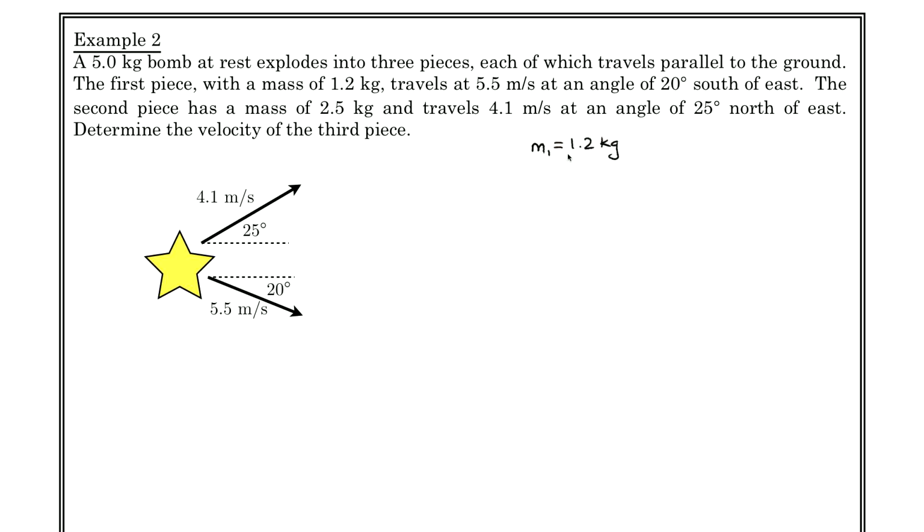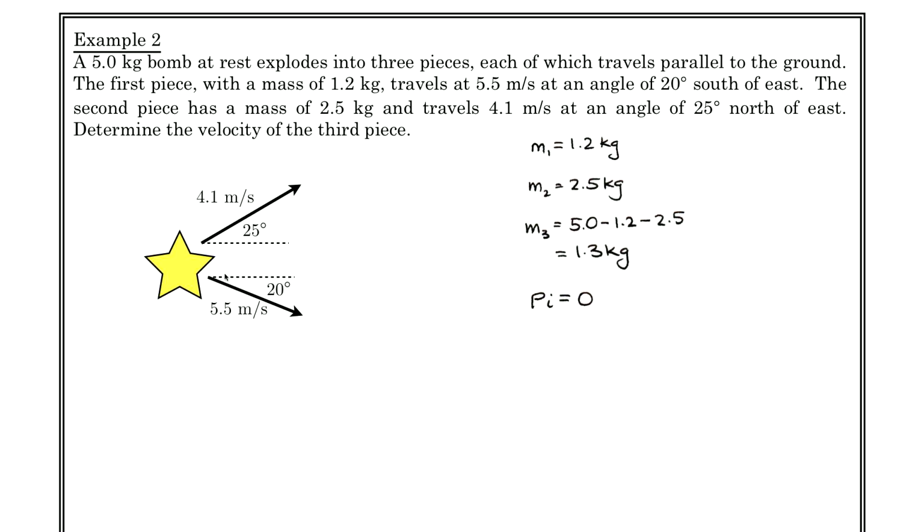Well, let's talk about m1. m1 is 1.2 kilograms. We can talk about m2. It's 2.5 kilograms. m3, by deduction, we can calculate because we knew the total mass of the bomb at the beginning. So this cherry bomb was 5 kilograms minus the first fragment minus the second fragment gives us the mass of the third fragment, and it's 1.3 kilograms. Momentum initially is equal to 0. Why? Because it was initially at rest. And this is nice because it's going to ease our calculations.